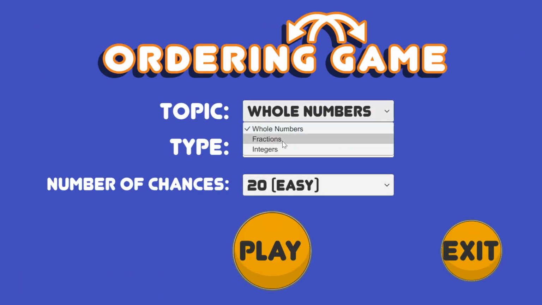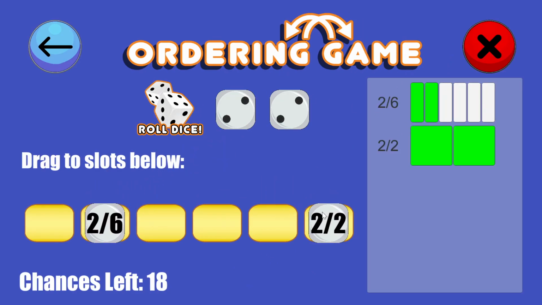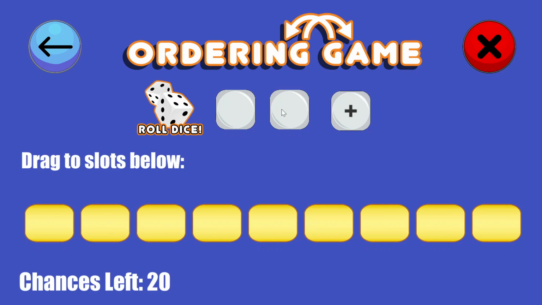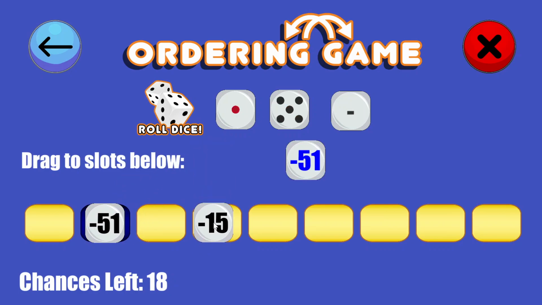And then, we also have fractions. Alright, fractions. The good thing about fractions is that you can also see the drawing here. So, we have two halves and so on. And then, there are also integers. So, just so you can see, you can have a negative number. There.